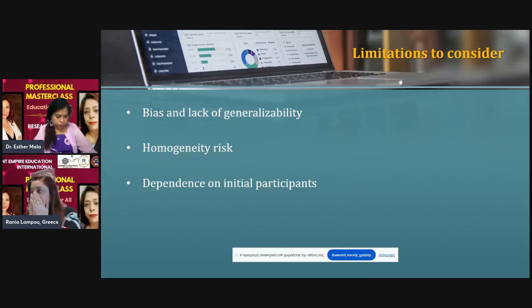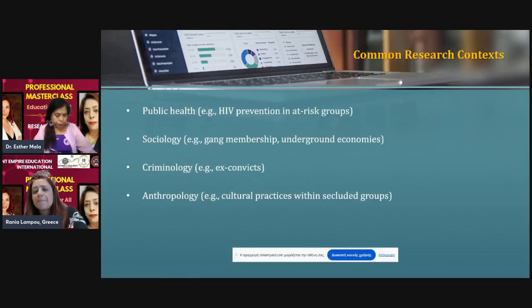What are the limitations? The sample may not be representative of the larger population because it relies on social networks, because participants often refer people similar to themselves, which can limit diversity, and the sample can be altered by the characteristics of the first few contacts. Common research contexts are in public health, in sociology with groups such as gangs and underground economies, in criminology, and in anthropology, when we have secluded groups, etc.